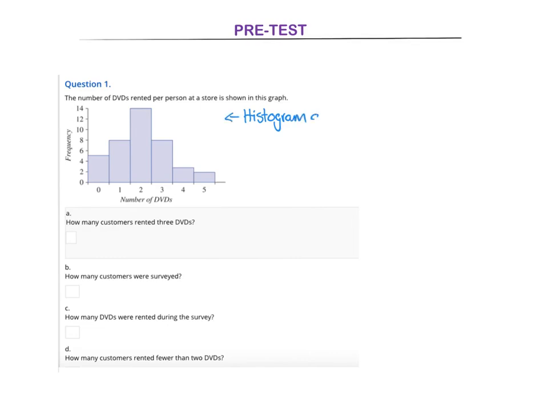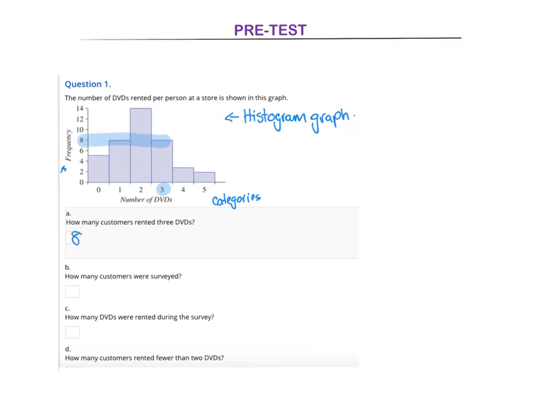That's a histogram graph because, if you have a look, it has frequency and then categories down here. It says the number of DVDs rented per person at a store is shown in the graph. How many customers rented 3 DVDs? So you are just simply looking at 3 and then you read across to see what it is. And you can see that that is 8.